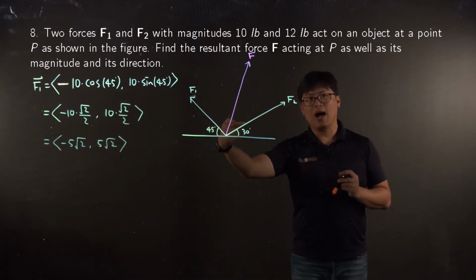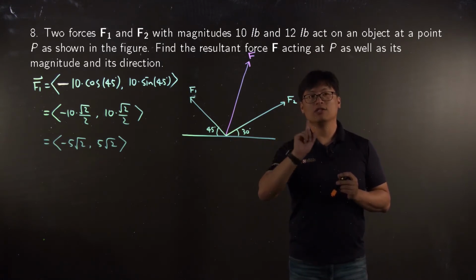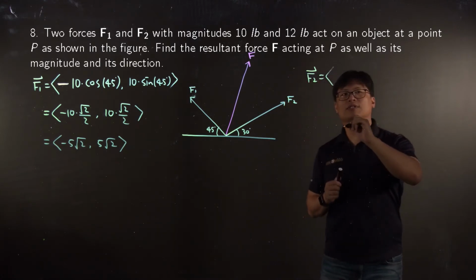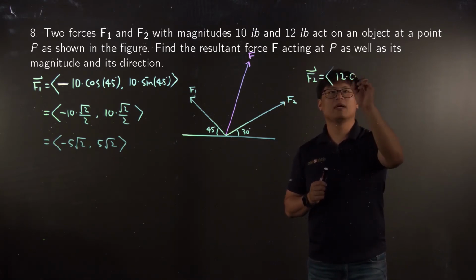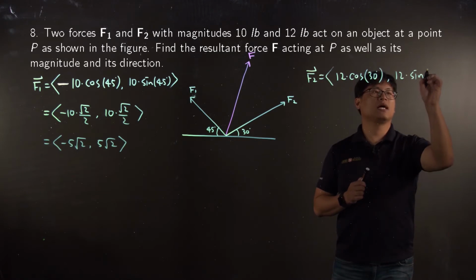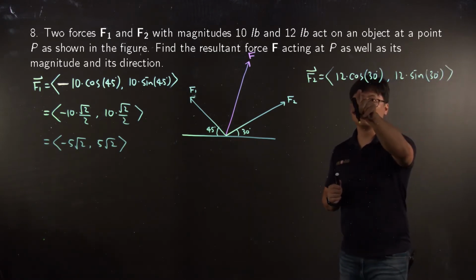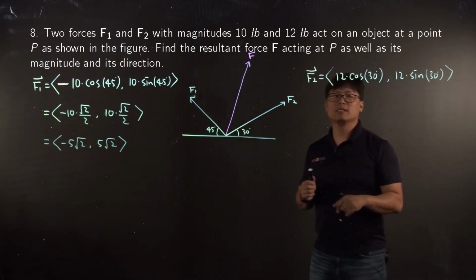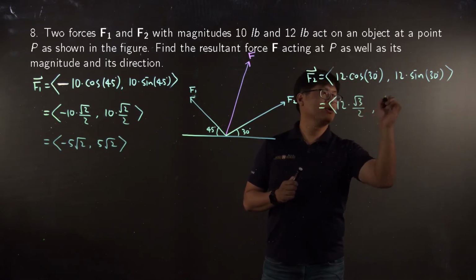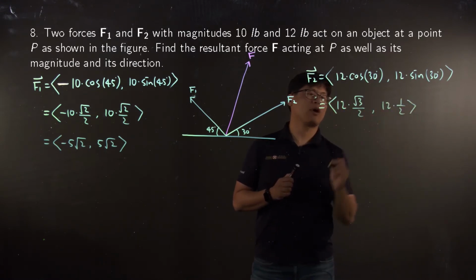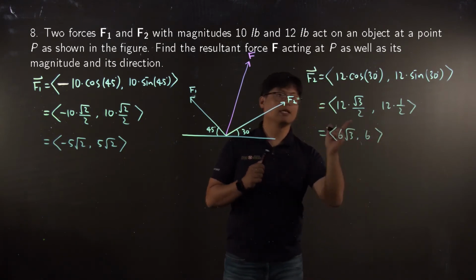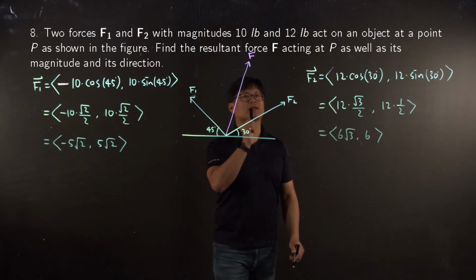What about F2? Positive x component and positive y component, so you don't have to worry about the sign. Here we go. F2 is equal to the magnitude, which is given as 12, positive, times cosine of the reference angle, and 12 times sine 30. Unfortunately, you have to memorize this: cosine 30 is square root 3 over 2, and sine 30 is just 1/2. So that is simply 6 square root of 3 and 6. We found F1 and F2 as components.